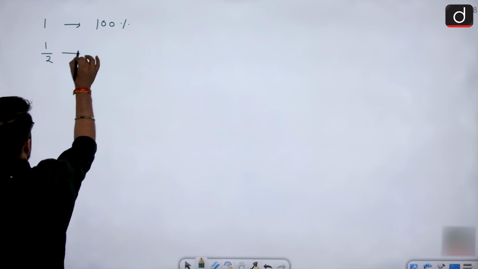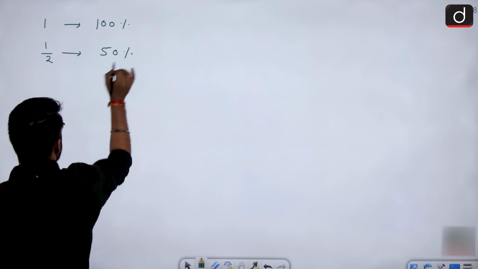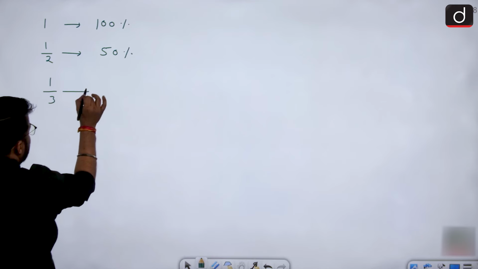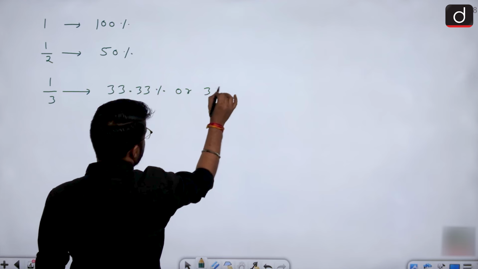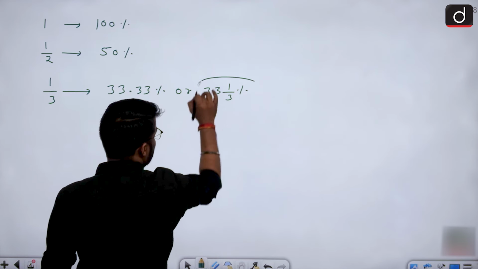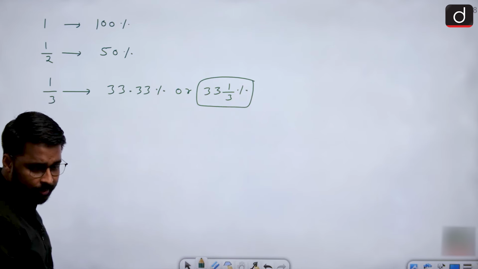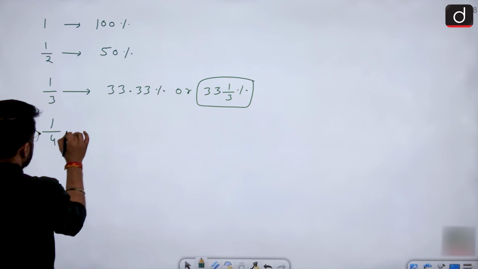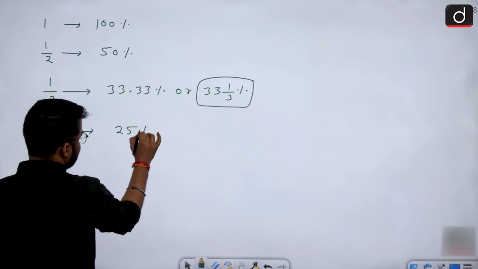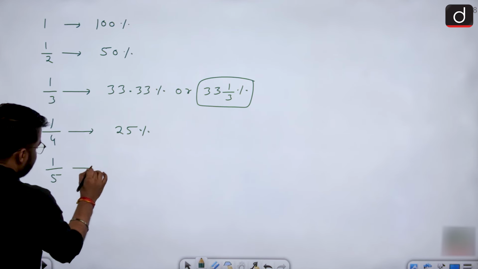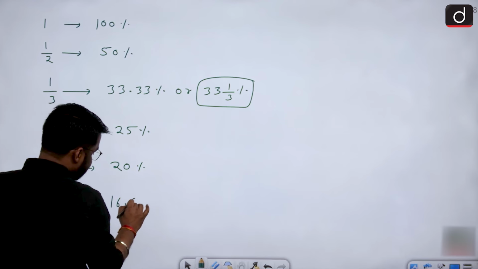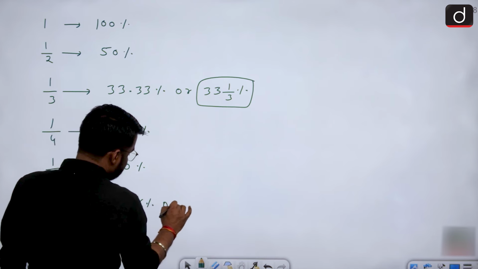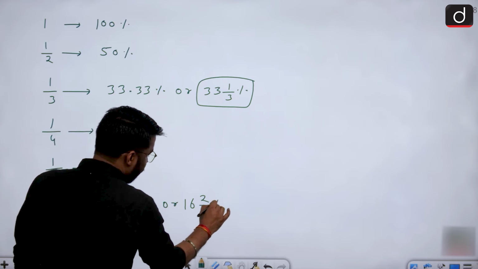Similarly, the percentage equivalent of fraction 1 by 2 is 50%. If I have a fractional value 1 by 3, its percentage equivalent is 33.33% or 33 full 1 by 3%. This is a more commonly used form. Fractional representation 1 by 4, its percentage equivalent is 25%. Fractional value 1 by 5, its percentage equivalent is 20%. Fraction value 1 by 6, its percentage equivalent is 16.66% or 16 full 2 by 3%. This is the more commonly used form.